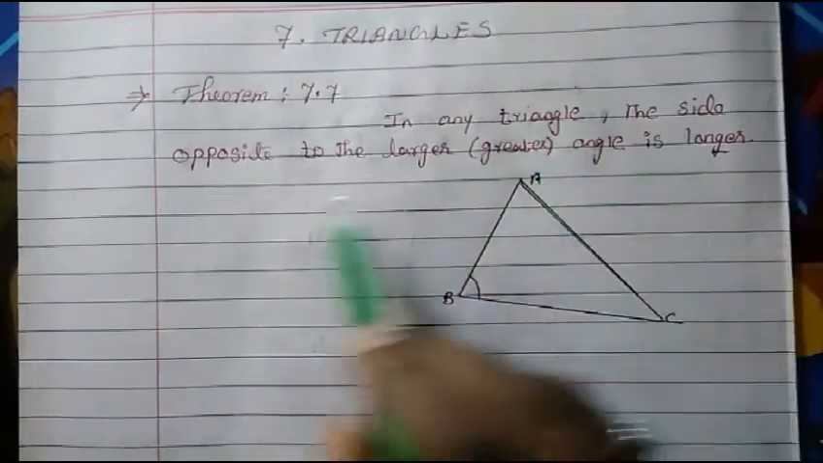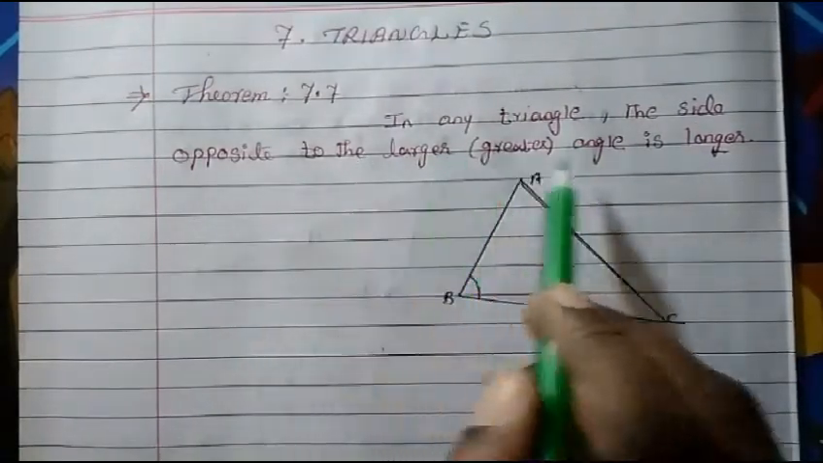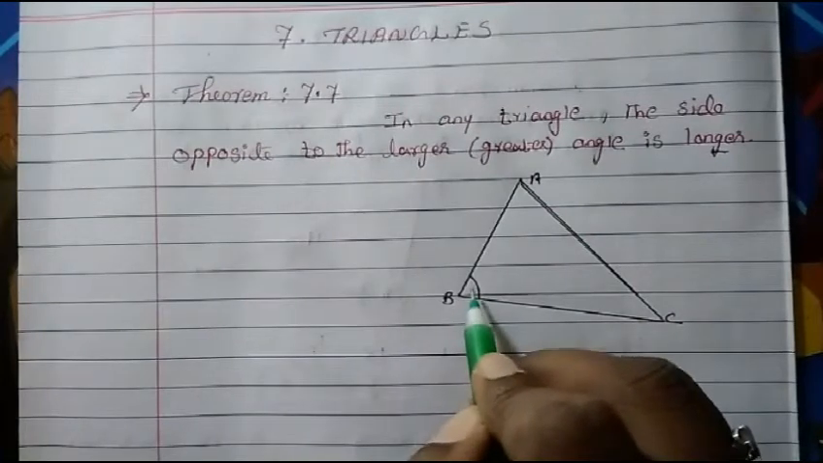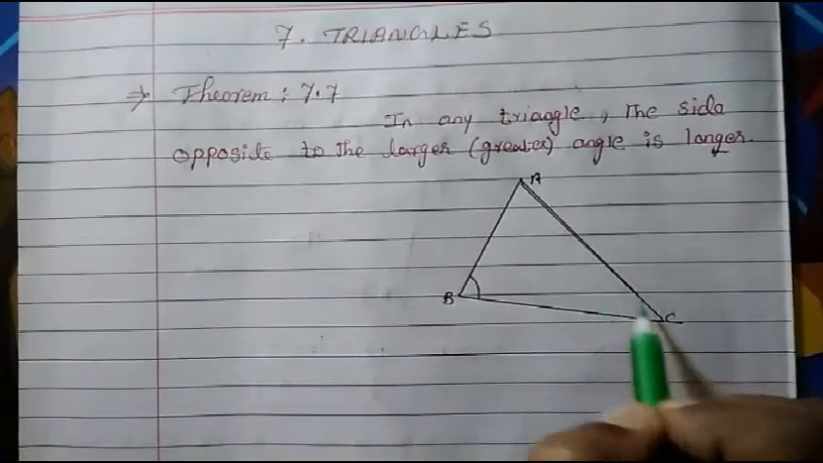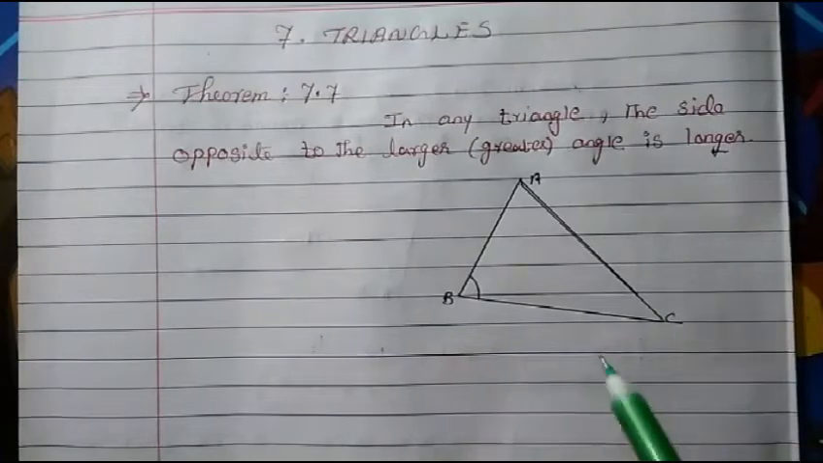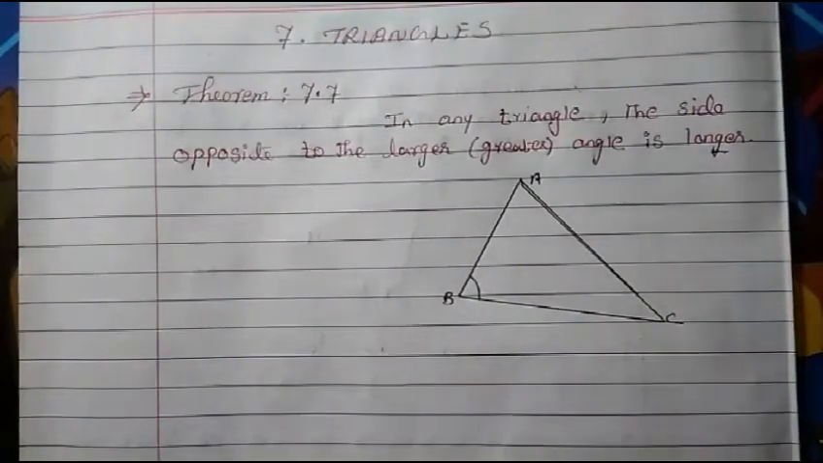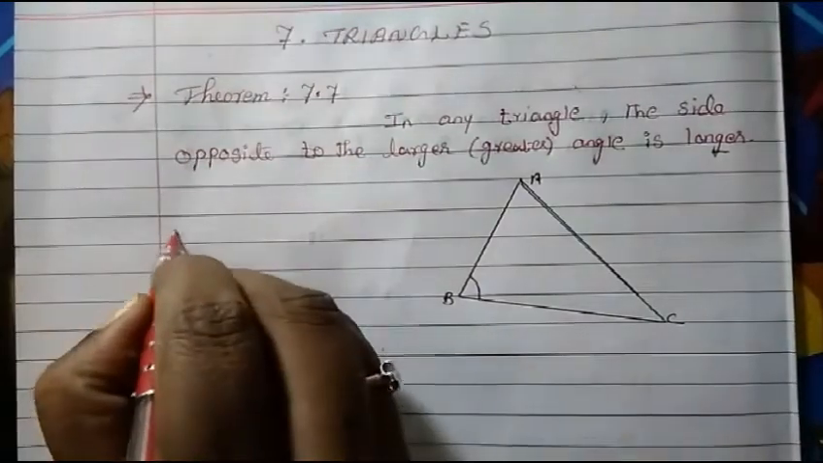In any triangle, the side opposite to the larger angle: this is the larger angle, which means the side opposite to it will be longer than the other side. So that's what we have to prove. Let us first write down what is given to us.